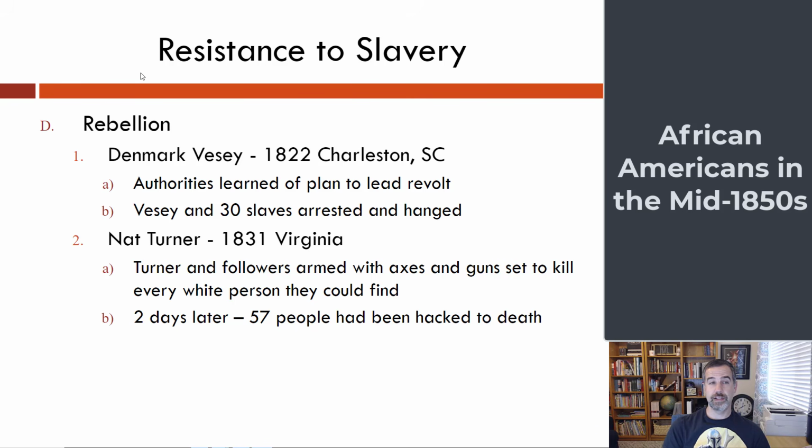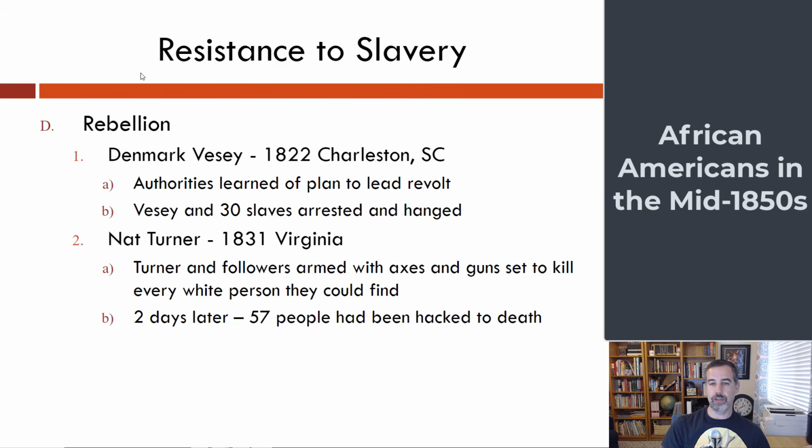Another way of resistance is slave rebellions, when there was all-out rebellion by slaves. So we have a couple examples here. We have the Denmark Vesey rebellion in 1822 in Charleston, South Carolina, where authorities learned of a plan to lead a revolt. We're not sure how accurate that is. And Vesey and 30 other slaves were arrested and hanged.